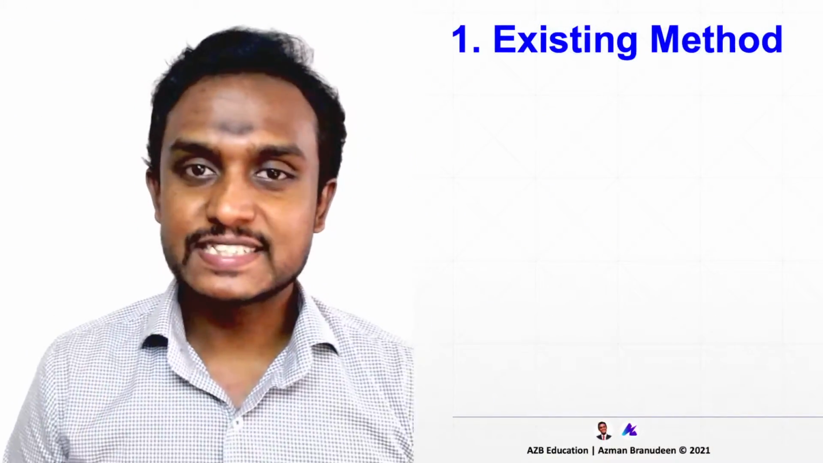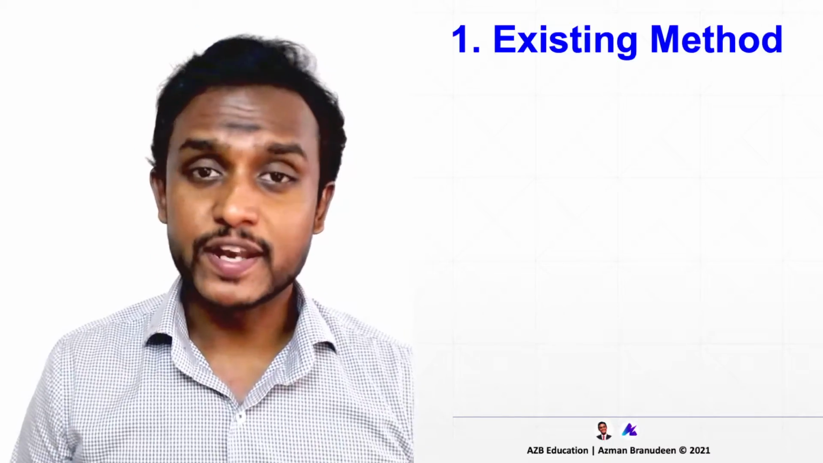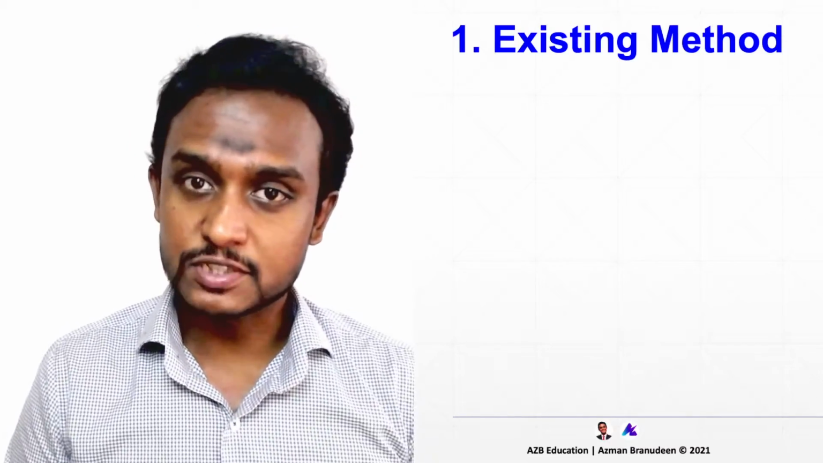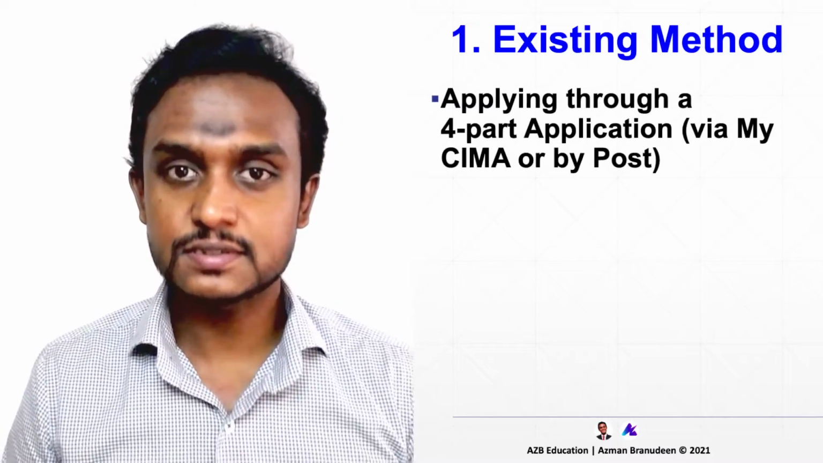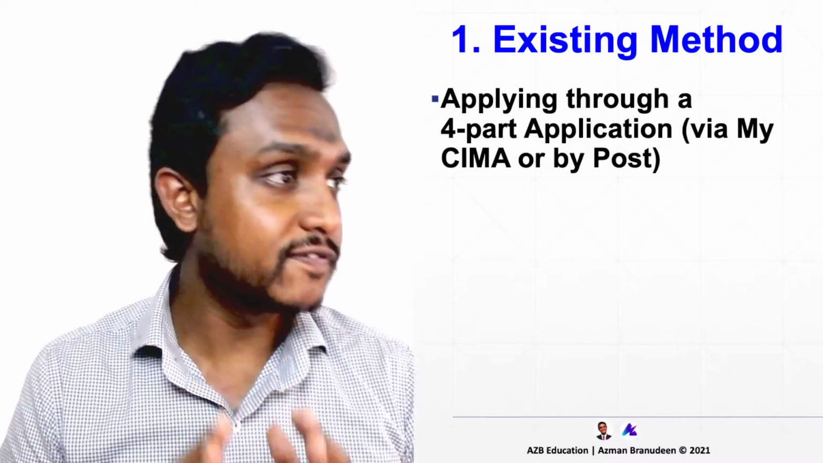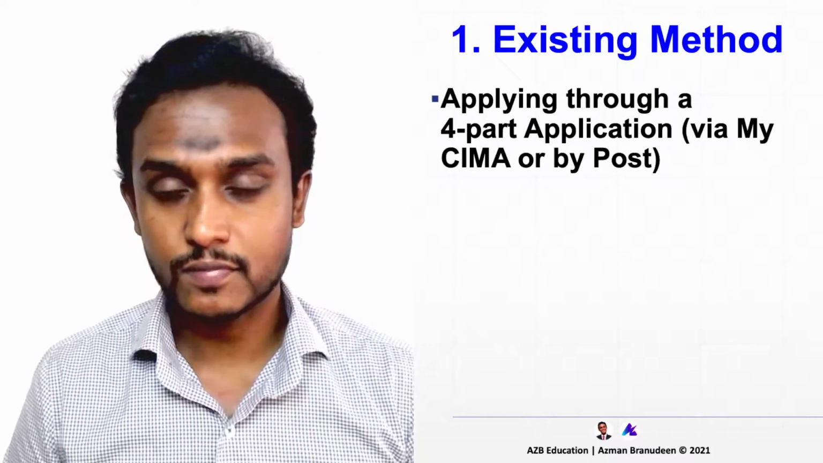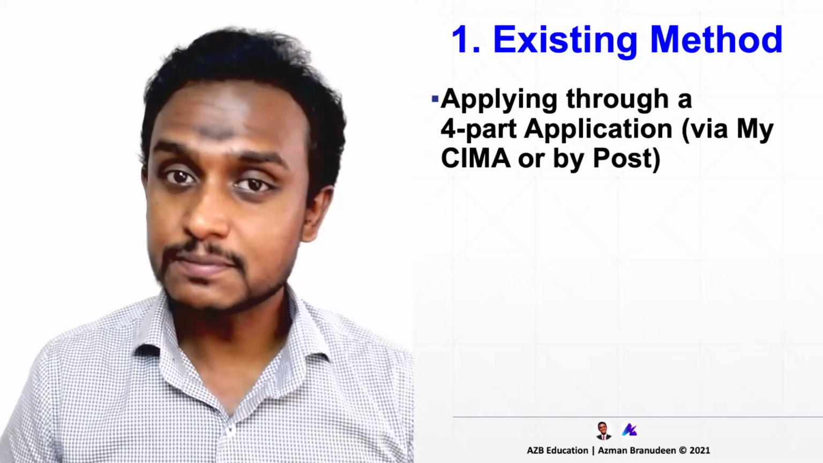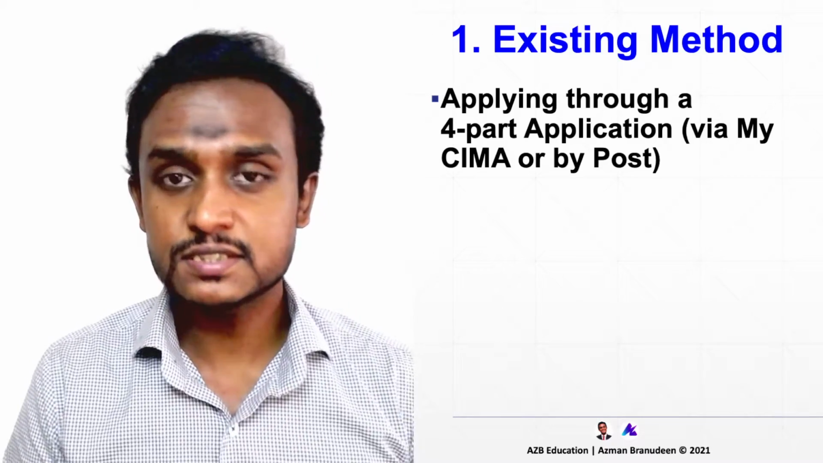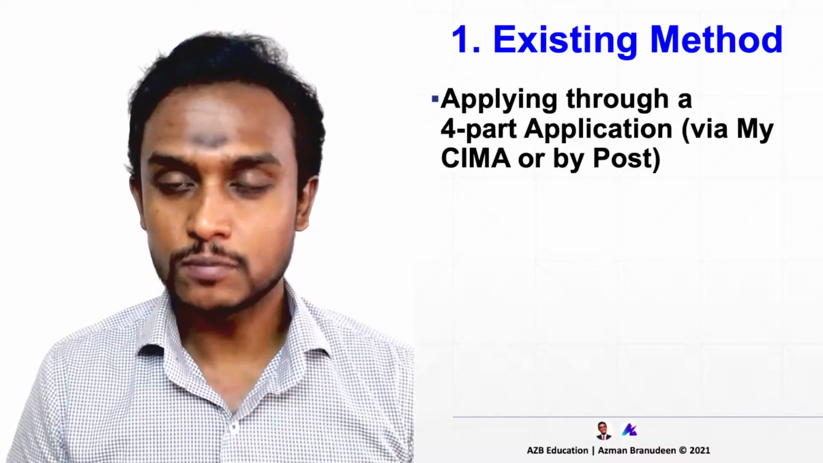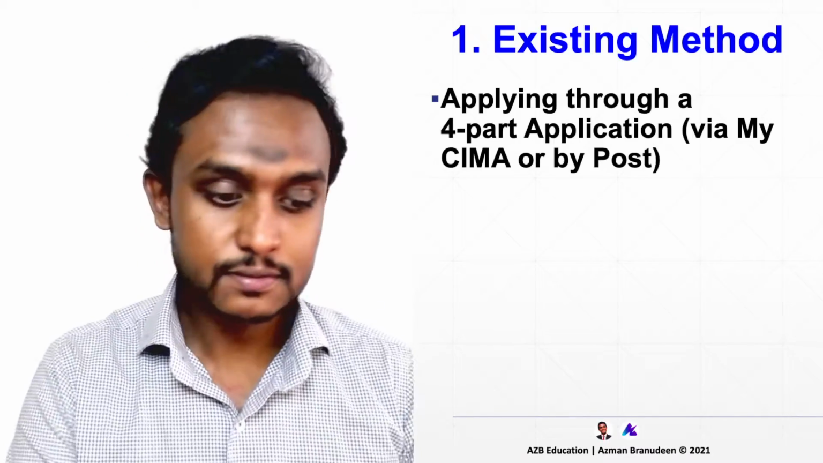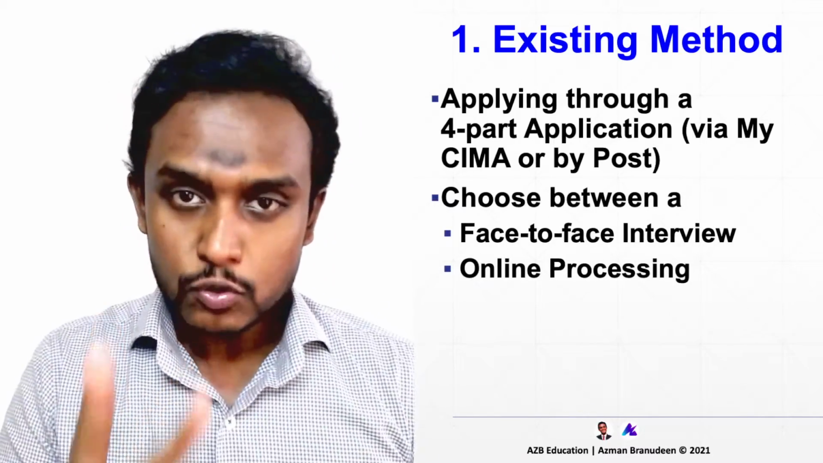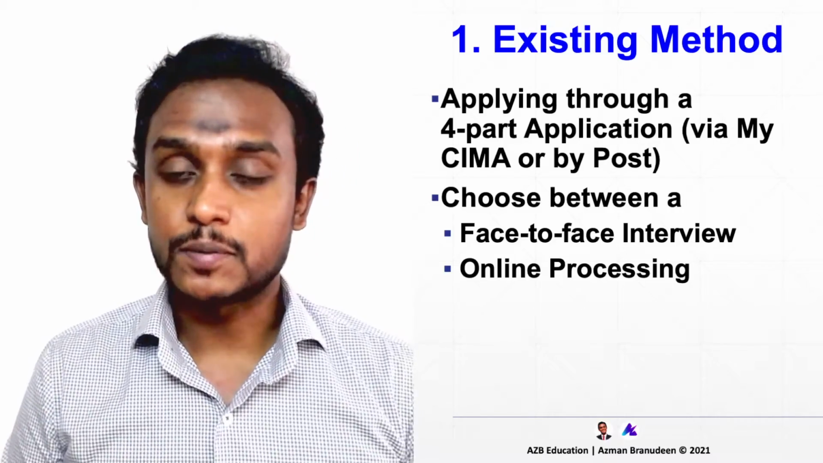The first one is the existing method. In fact, in 2015, I got CIMA membership through this approach. In this approach, what simply happens is you apply through a 4-part application. You can apply through My CIMA, which is basically an online process, or you can print out the forms, the 4 parts, and email it or post it by mail.